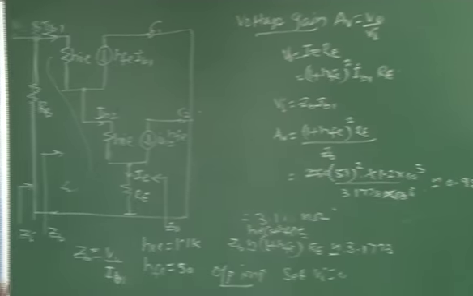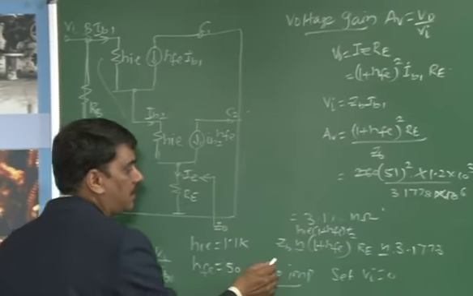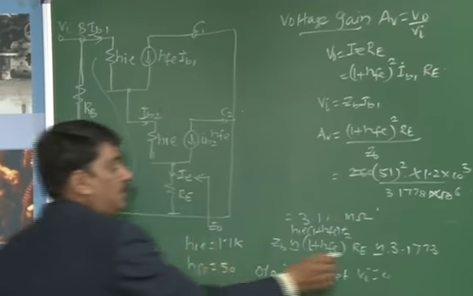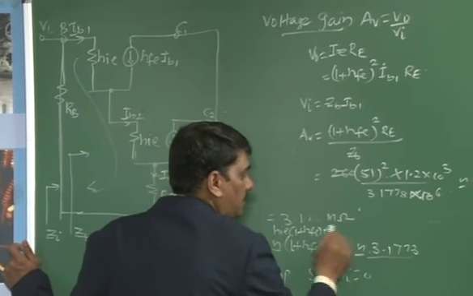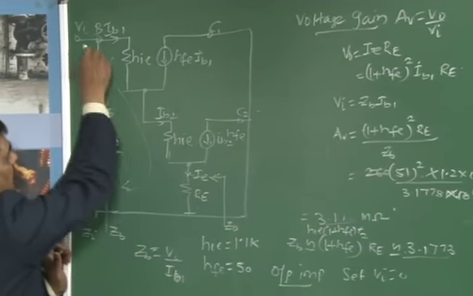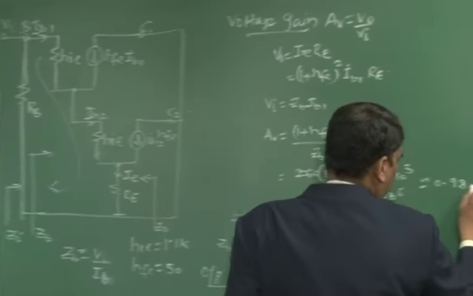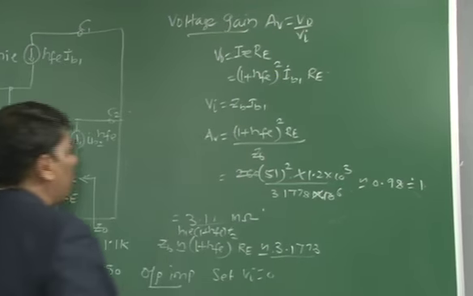If you observe in this case, in a Darlington emitter follower, the input impedance increases from HIE, 1.1 kilo ohms, to 3.178 mega ohms, and the voltage gain is approximately equal to 0.98. It is approximately close to one only.